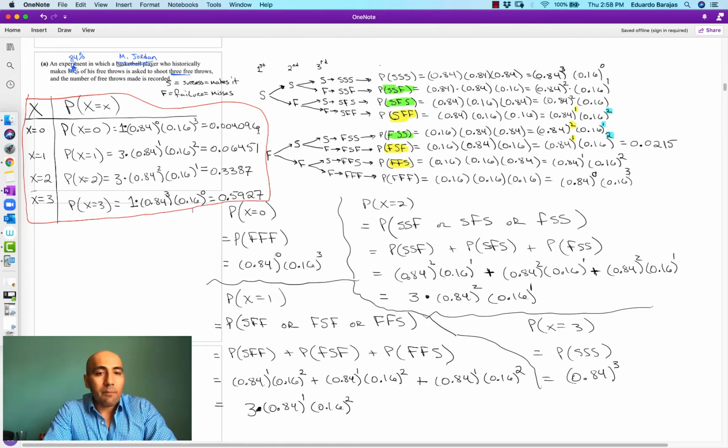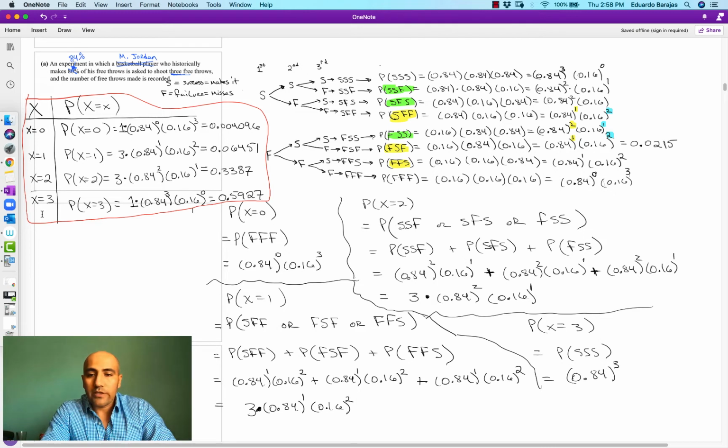Good. This is a proper probability distribution because it satisfies the 2 conditions. Each probability is between 0 and 1. And if we add these guys up, all 4 of these, they will add up to 100%, give or take a little bit because of rounding. But they do add up to 100%, which means that we've accounted for all possible outcomes.